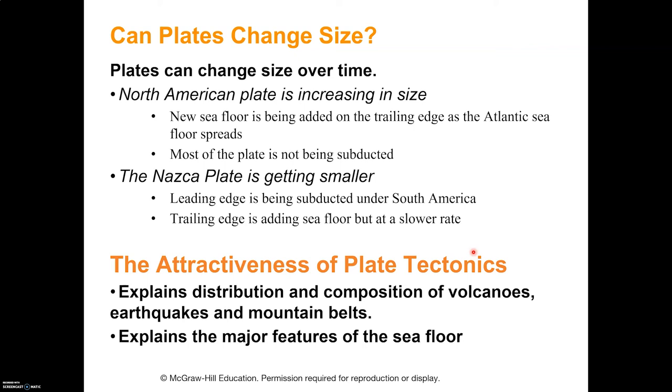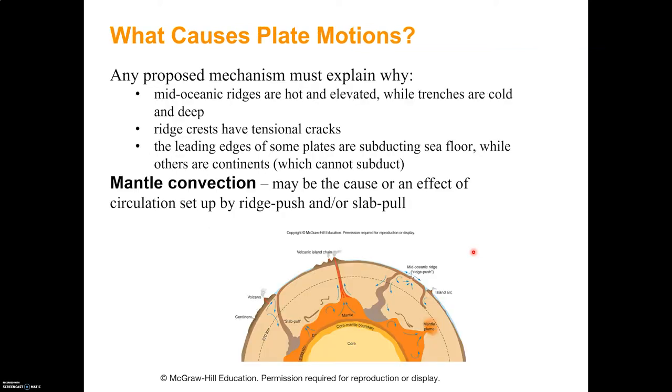So, the attractiveness of plate tectonics: it explains the distribution and composition of volcanoes, earthquakes, and mountain belts, and explains the major features of the seafloor. The reason we're learning about this at the end is we've seen all the evidence throughout the year, and that helps explain plate tectonics, but plate tectonics can also help explain why we have those things at those locations.